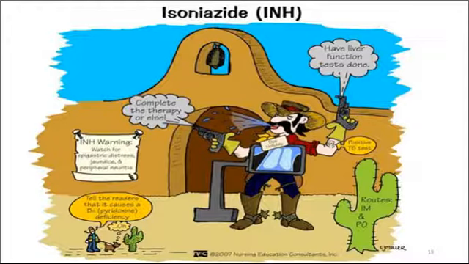So INH, or isoniazid, is a major antitubercular drug. It's used for prophylactic treatment if you've been exposed. It is completely metabolized in the liver, so it is contraindicated with liver dysfunction. It can also cause an acute hepatitis.